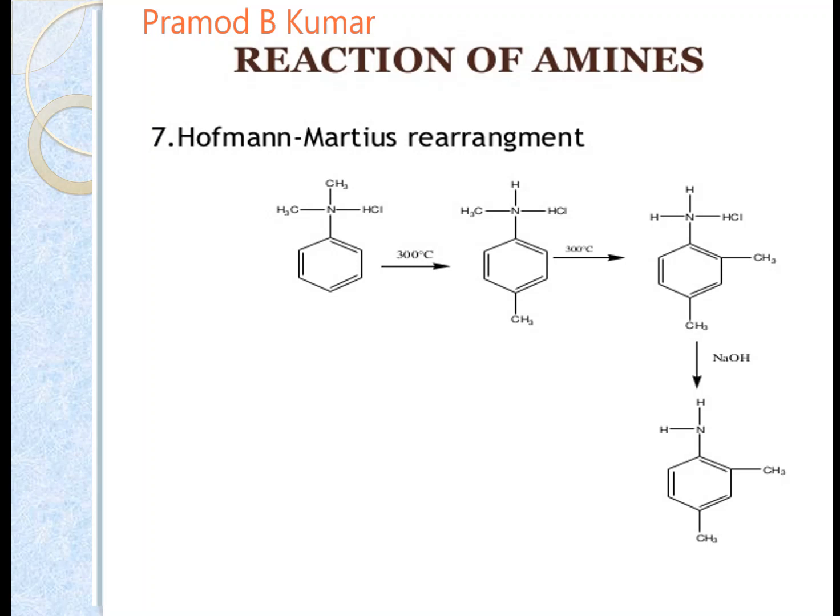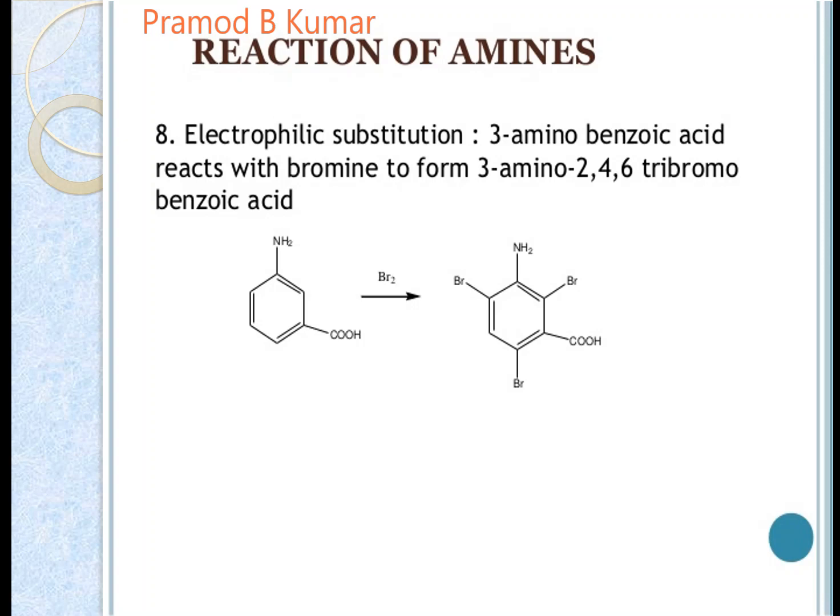at 300 degrees Celsius, it undergoes rearrangement. You get an ortho-para substituted alkyl group, or a methyl group. This on treatment with base gives you the free base of 2,4-dimethyl aniline. This is how 2,4-dimethyl aniline can be prepared from N,N-dimethyl aniline. This is known as the Hofmann-Martius rearrangement reaction. It is a thermal reaction which takes place at high temperature.